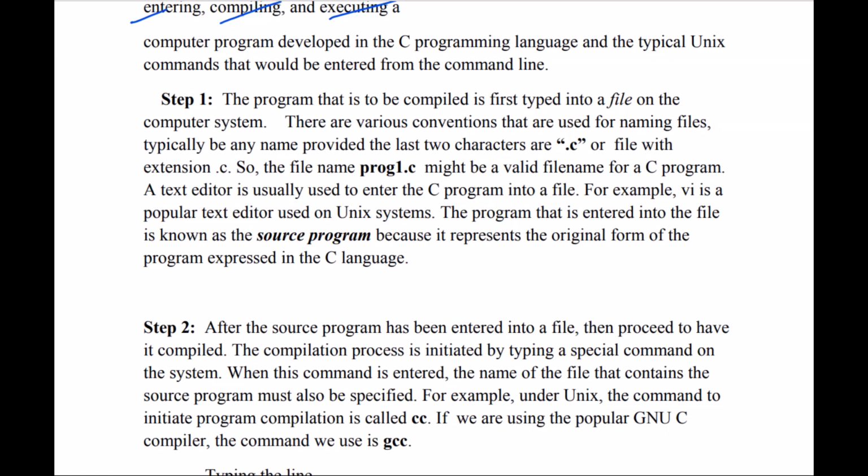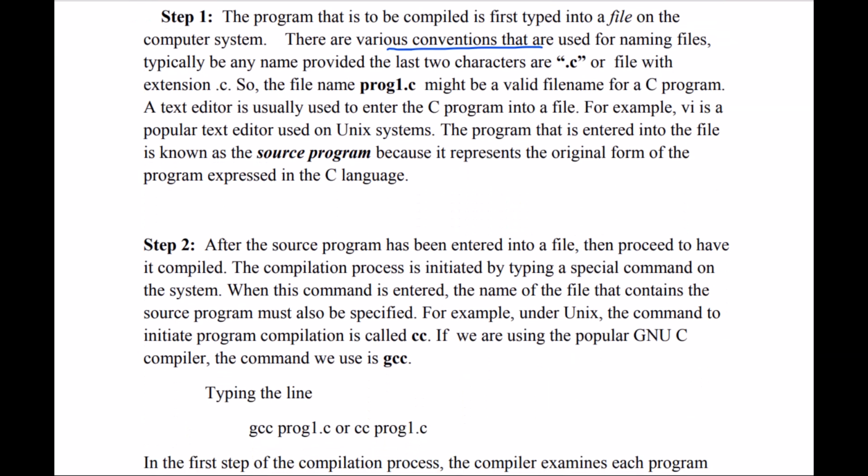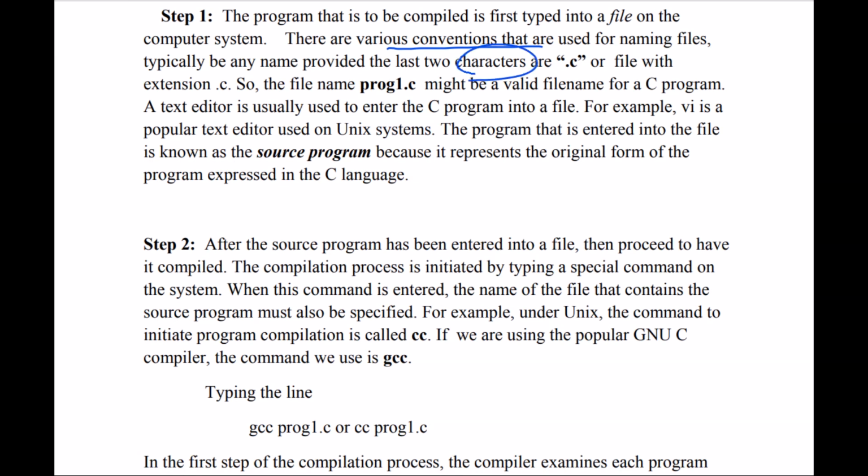Step 1. The program that is to be compiled is typed first into a file on the computer system. There are various conventions used for naming files. Typically, it can be any name provided the last two characters are .c, or file name extension .c. So the file name, for example, program1.c, might be a valid file name for a computer program.